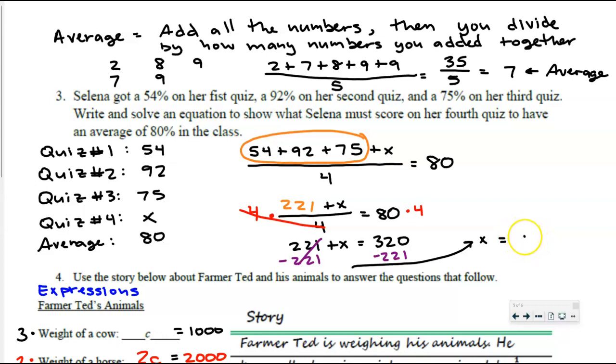Lachlan? Nope, it's not 90. 99, yes, x is 99. So what does she need to score on her final quiz? 99%. So that she can have an average of 80%.